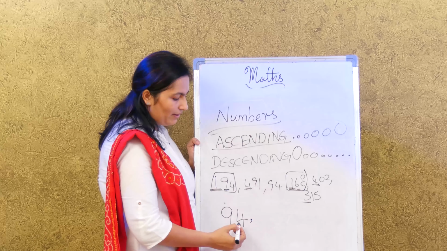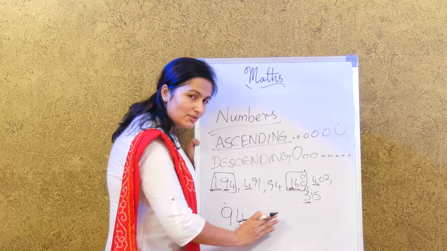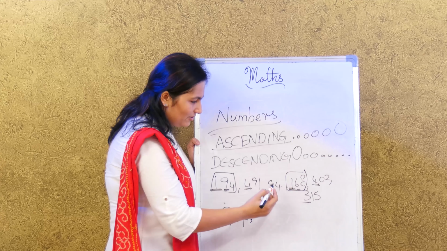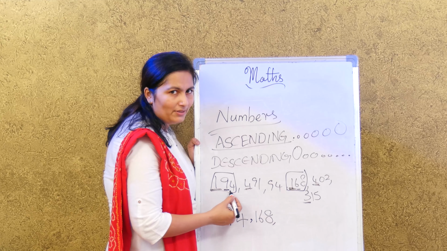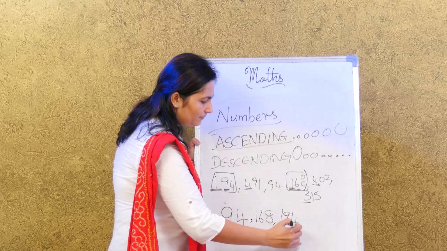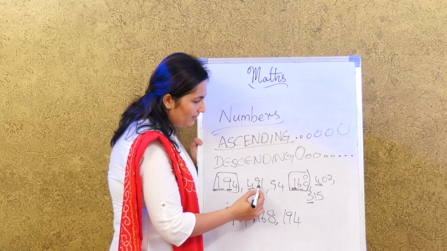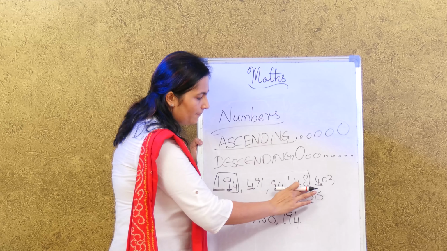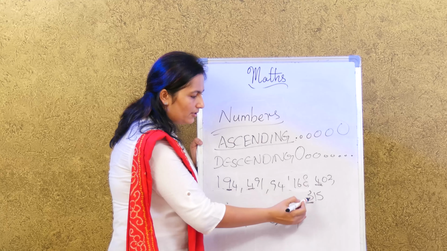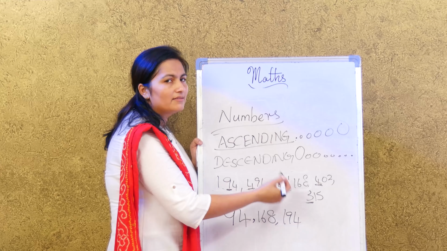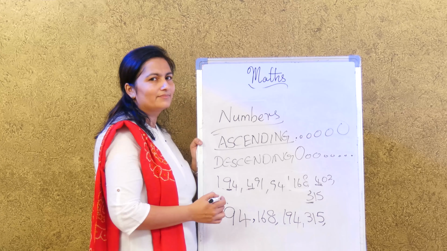So, we come back to our question. We are going from smallest to biggest. So, the next smallest number is 168. Then we know it is 194. Then what are the other numbers? Let us look. 491 and then there is 402, 315. Okay, so 300 is lesser. So, let us write the next number, 315.